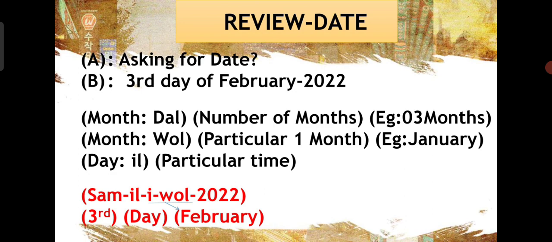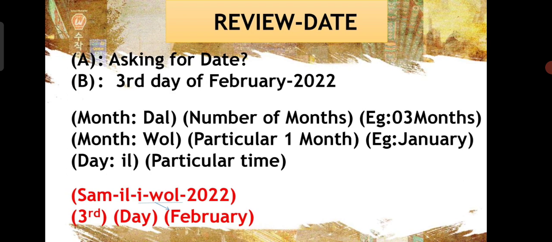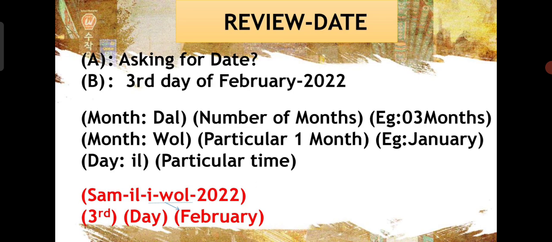3rd day means Sam-il. Sam is third, 3. Il means day. Evol is February. I will update you next about all the months, January, February. Just remember that and we will study it later. So the third day of February means Sam-il evol. Sam-il evol. So that is all about the date.